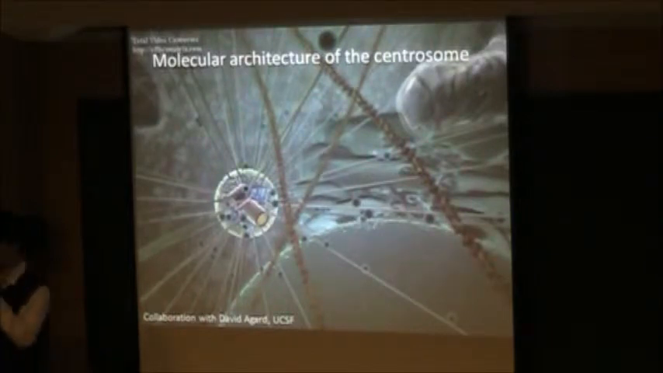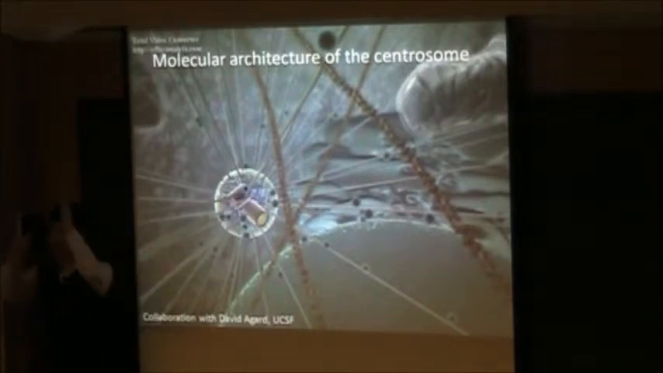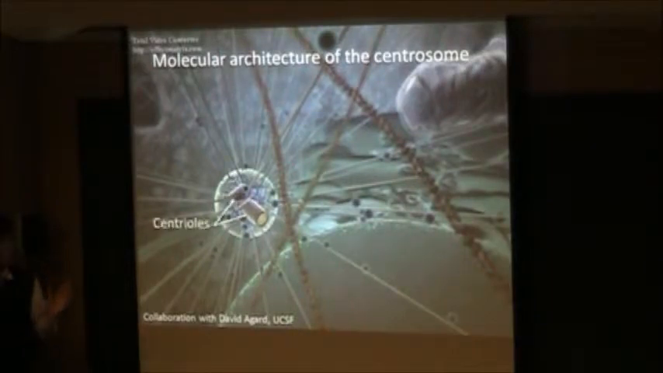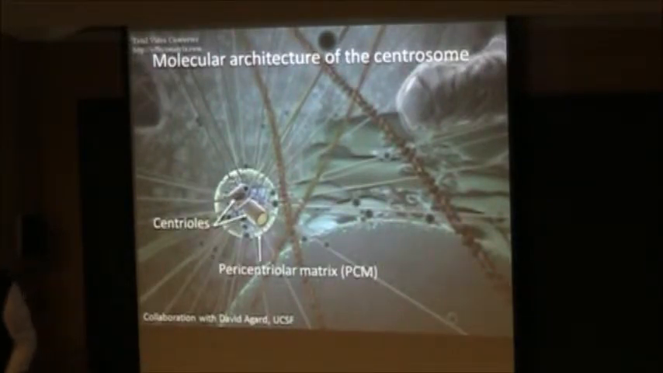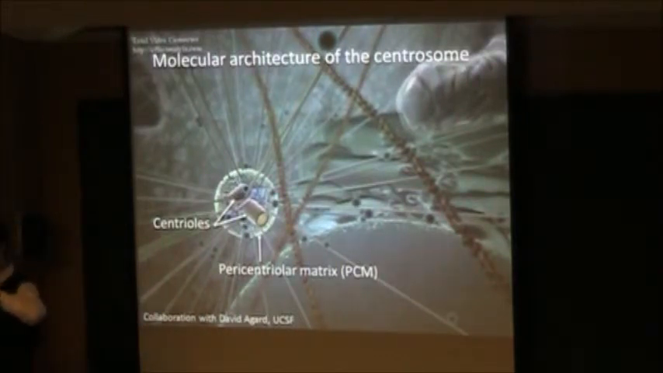One specific example is our recent collaboration with the David Agard lab at UCSF, trying to look at a structure inside a cell called the centrosome. From the name, this is a structure located at the center of the cell. It has two very mysterious perpendicular cylindrical structures called centrioles. Outside the centriole, there's a so-called amorphous structure called the pericentriolar matrix, which is a linkage between the centrosome and the microtubules extending out from it.